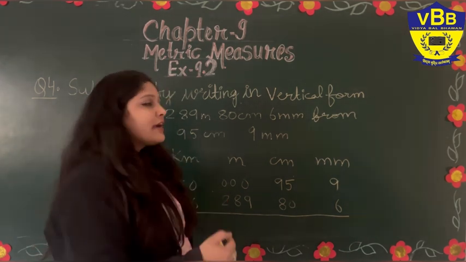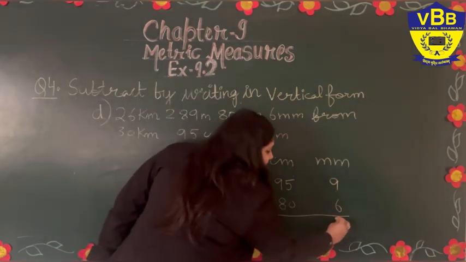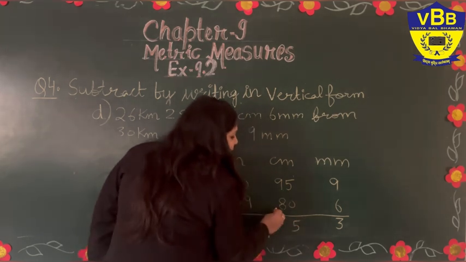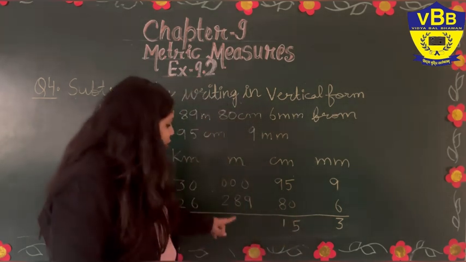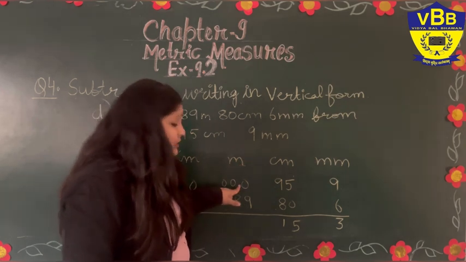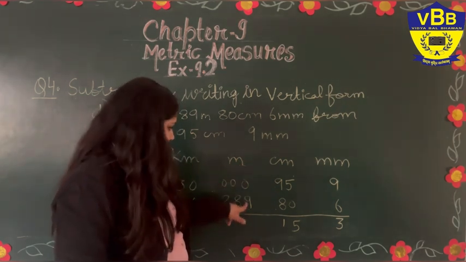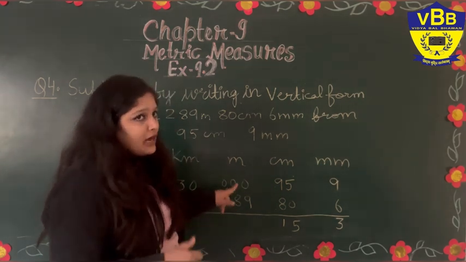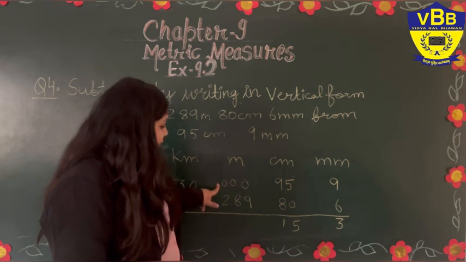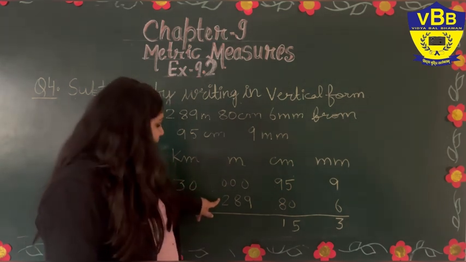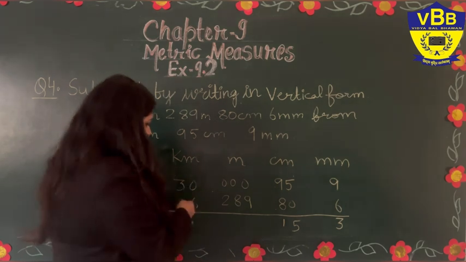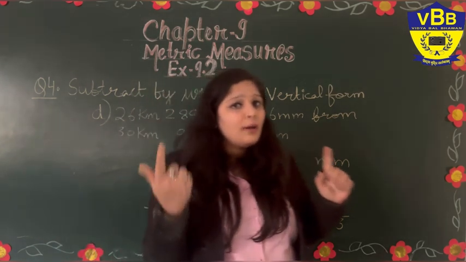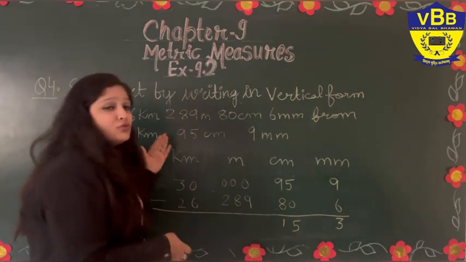Okay, now we will start subtracting from the ones place. So 9 minus 6 is 3. 5 minus 0 is 5. 9 minus 8 is 1. Now you can see 0 is smaller than 9, so it can't be subtracted. So we have to borrow one number. Again 0 is smaller than 8, it can't be subtracted. Again 0 is smaller than 2, it can't be subtracted. Next, 0 is smaller than 6, it can't be subtracted. So we have to borrow one number from the next digit to subtract.